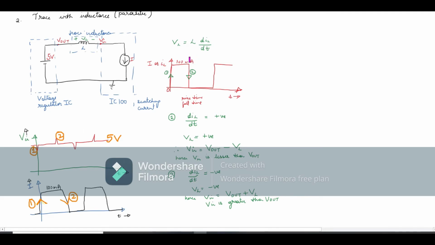Similarly, when the current decreases from 100 milliamps to 0, di by dt is negative. Hence, we see a negative voltage across the inductor, and when we measure the voltage at the VIN pin, we get Vout plus VL. That is, the voltage at the VIN pin will be higher than 5 volts. Hence, we see a positive spike. This positive and negative spike seen on the VIN pin of IC100 is the noise seen on the power rail.